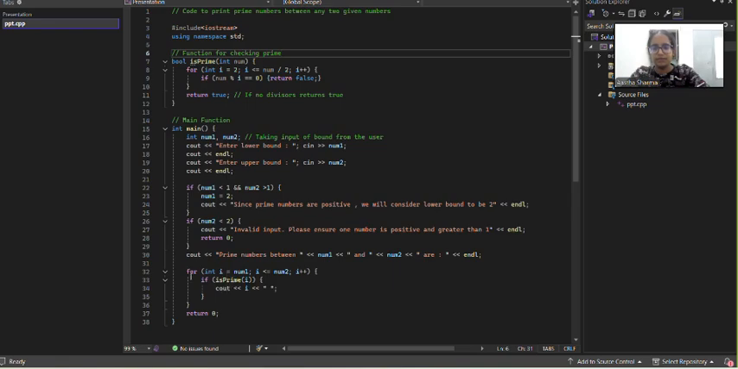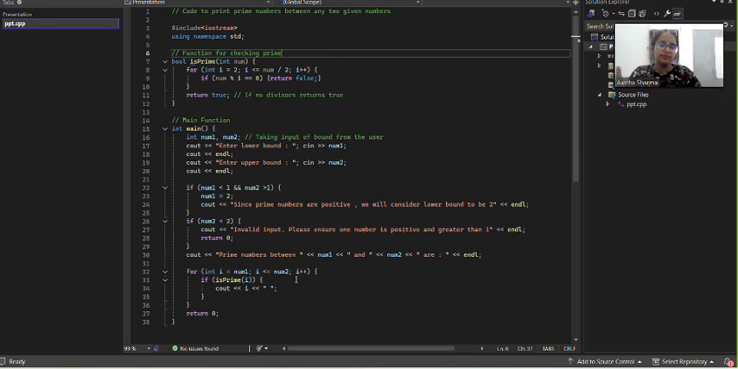Now again I have defined one loop here: for int i equal to num1. This is again the initialization of my loop. i less than or equal to num2, this is the condition, and i plus plus. This means that my loop will start from num1, will continue up to num2, and there will be an increment of +1 in i.